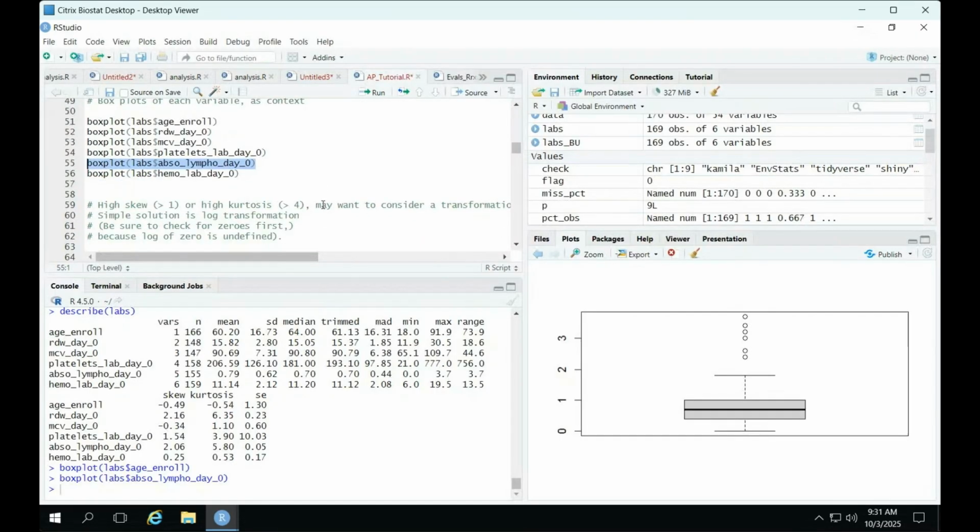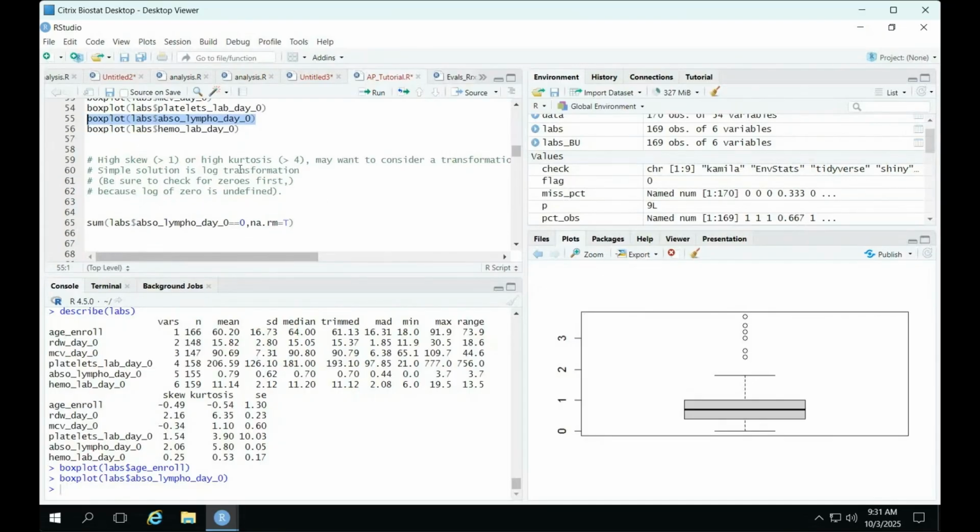So one way we can do this is with a log transformation. This is just a rule of thumb I tend to use. Other people might say something else, but I'd say if you see skew that's above 1 or kurtosis that's greater than 4, you might want to think about a log transformation. A log transformation just means take the individual values and apply a natural log to them, which will bring the large values down a little bit and spread out the small values.